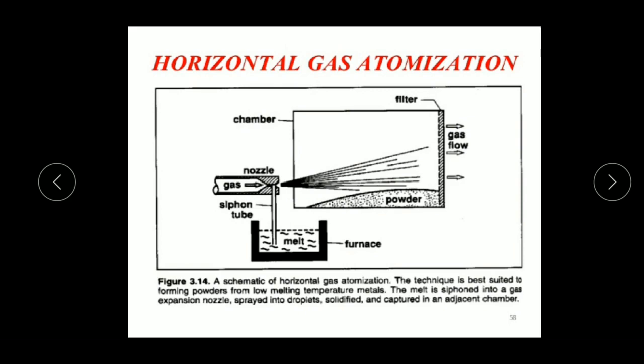The melt is siphoned into a gas expansion nozzle, then sprayed into droplets, then solidified and captured in an adjacent chamber. Yes, dear students, as I explained earlier, this works on the same principle. See here, this is the molten metal in the container. By means of siphon action, this molten metal is lifted up and fed into the nozzle neck. Subsequently, gases pass through the same nozzle neck, which means the pressurized gases strike the molten metal. Once they strike the molten metal, it turns into droplets, which are then fed into the bottom collector. After solidifying, we get the fine powders in the bottom chamber.